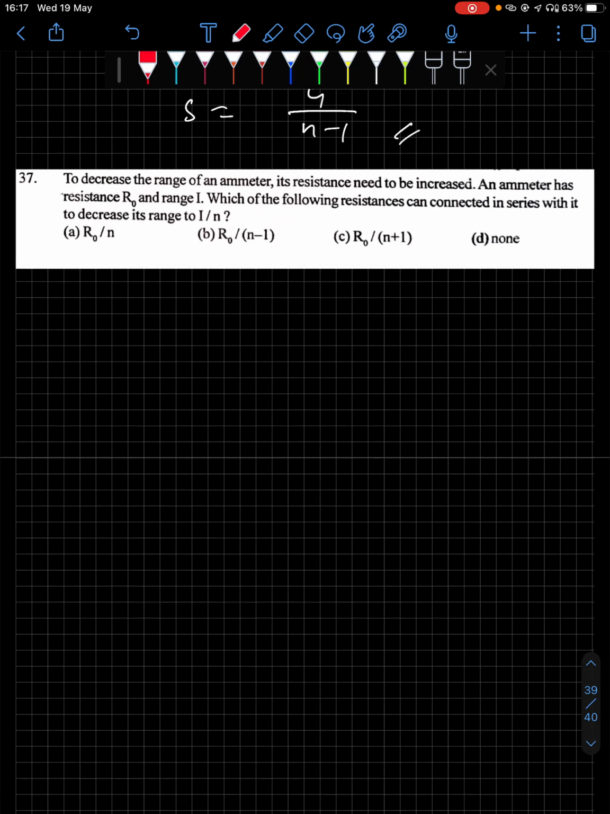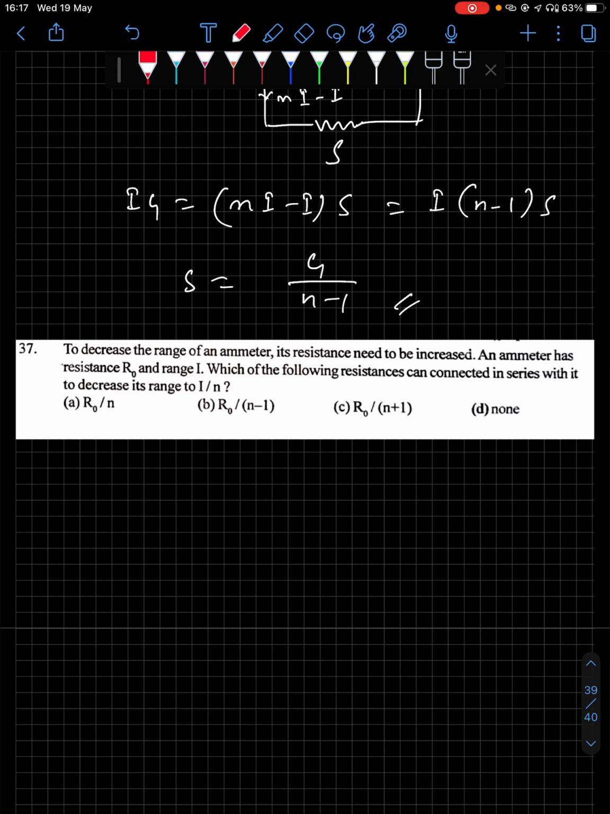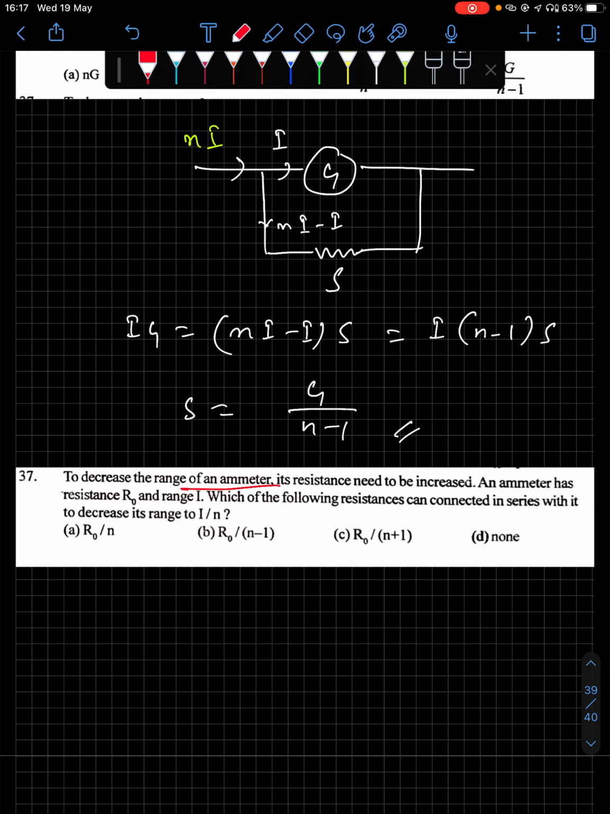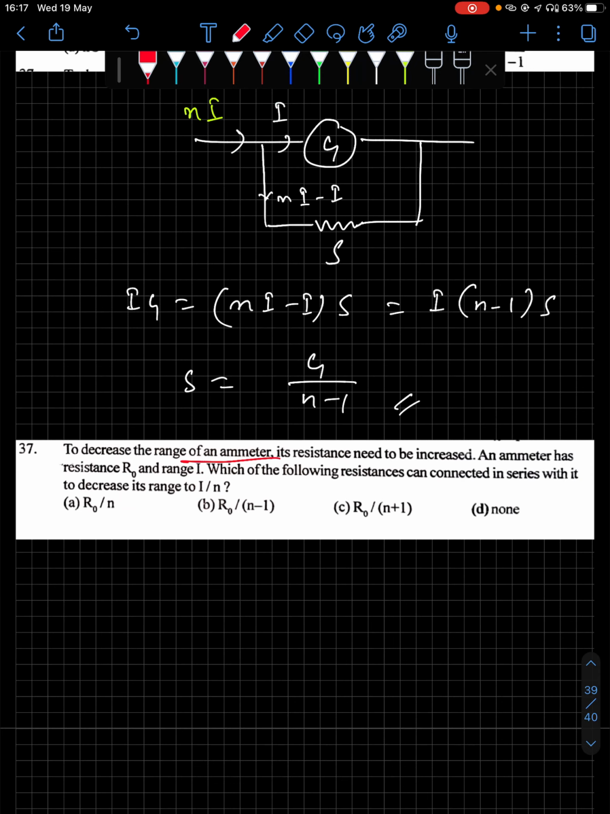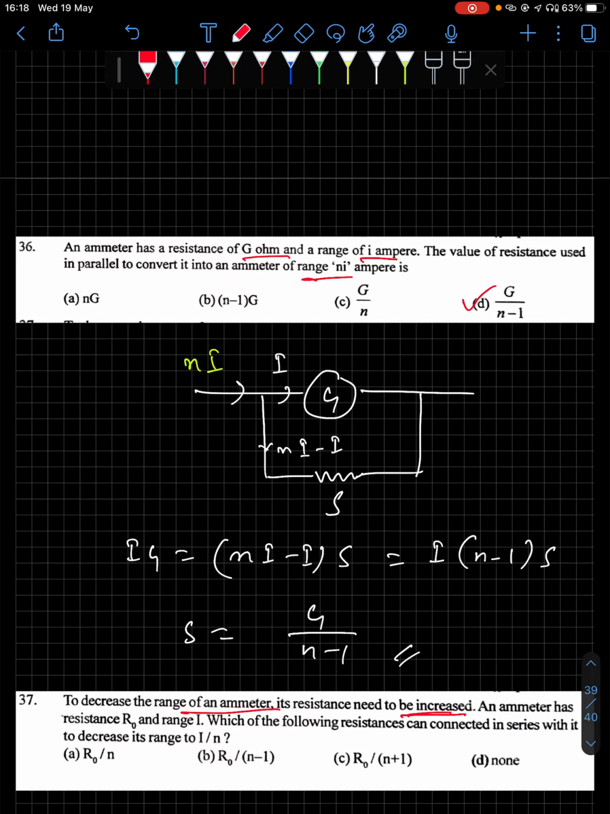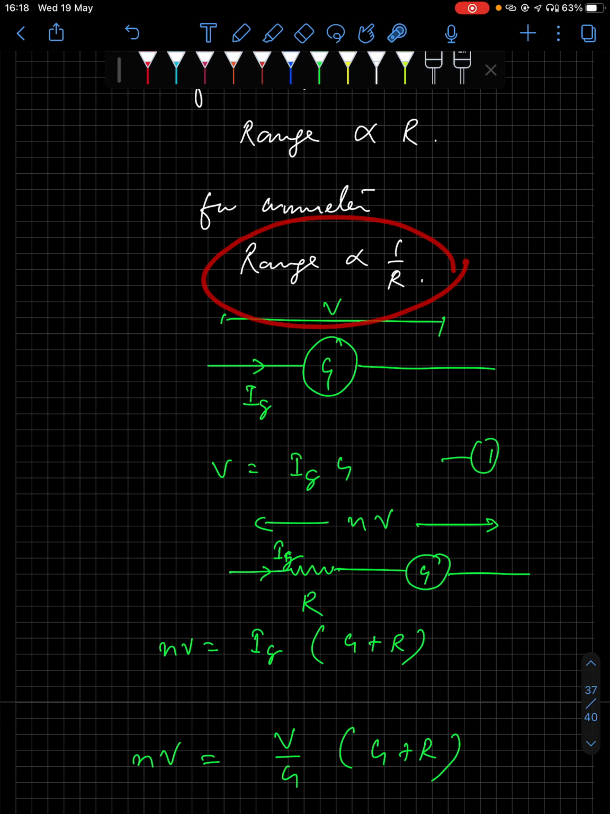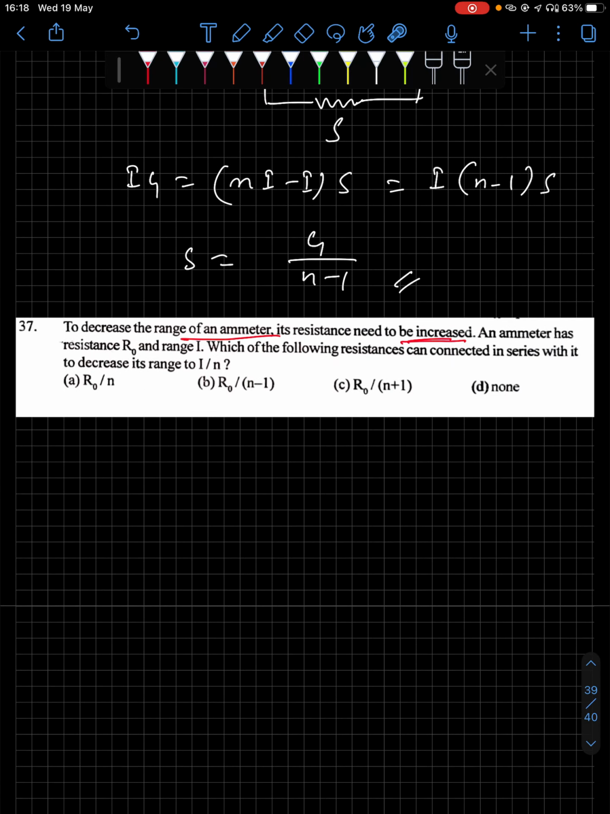The last question, I guess 37 is the last question. So to decrease the range of an ammeter, previously we were talking about increasing the range of ammeter and increasing the range of voltmeter. Now you want to decrease the range of an ammeter, its resistance needs to be increased, of course. If you wanted to increase the range of the ammeter, we had to decrease the resistance. So we have written here that the ammeter range is inversely proportional to resistance. Now since you want to decrease the range, therefore resistance has to be increased.